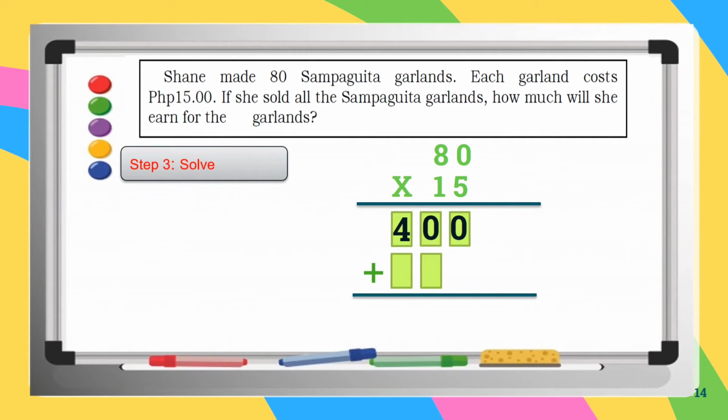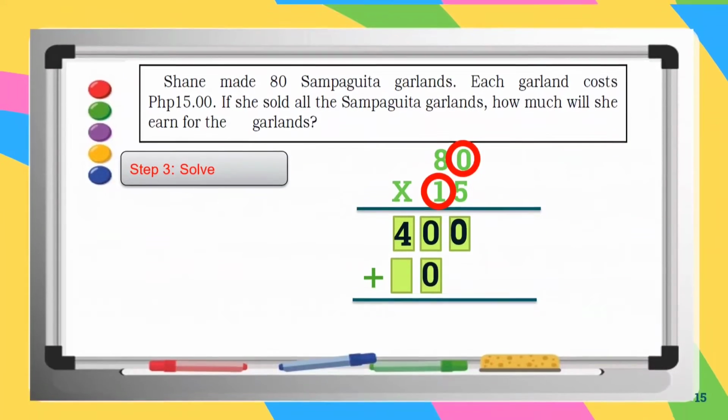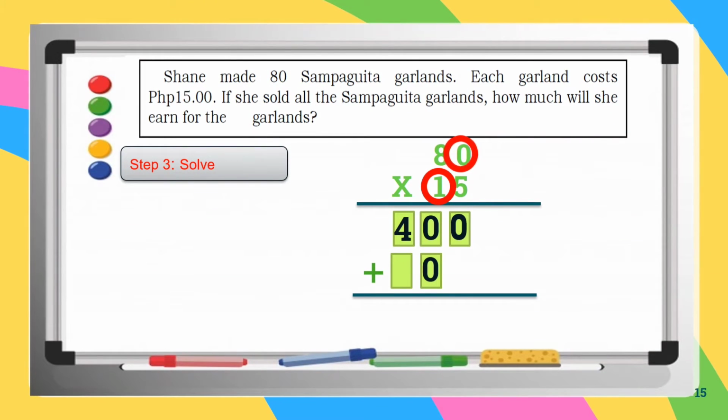And then, let's multiply 1 and 80. 1 times 0 is equal to 0. Next is 1 times 8 is equal to 8. Therefore, our second partial product is 80. Then let's add 400 and 80. So bring down 0. 0 plus 0 is equal to 0. 4 plus 8 is equal to 12.